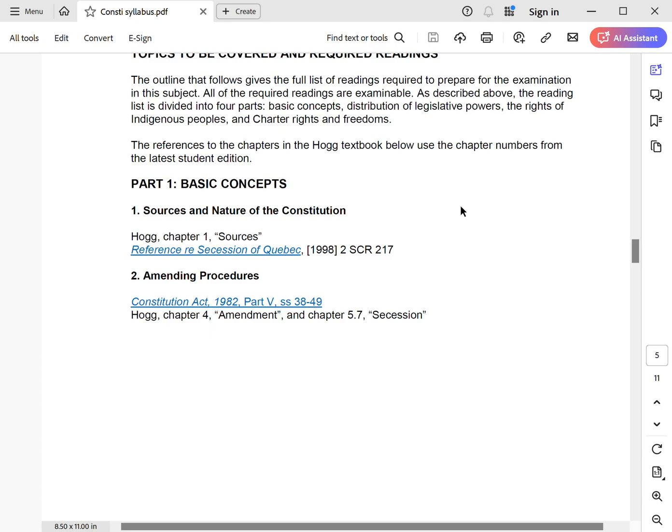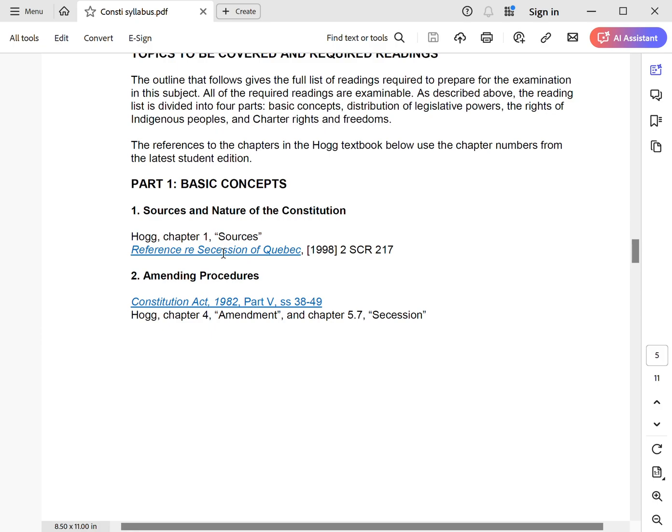In the first part, that is the basic concept, the first topic given is source and nature of the constitution. It is basically talking about more of the theory part. It talks about definition and introduction, and it is also talking about the Secession Reference that they had back in 1998 with regards to the secession of Quebec. This case is quite important.